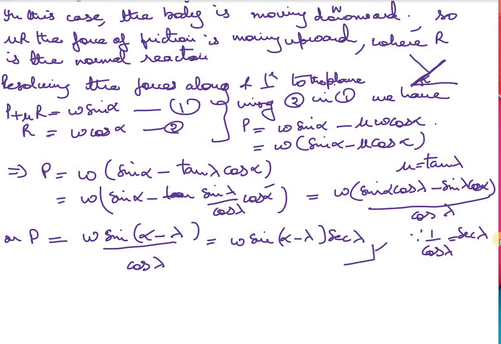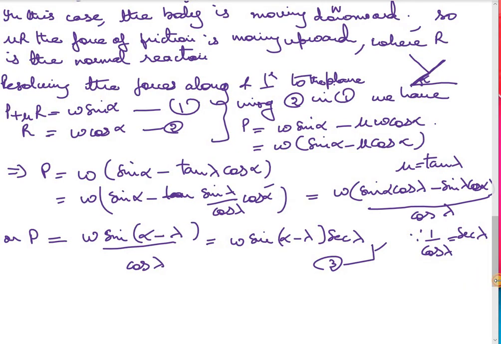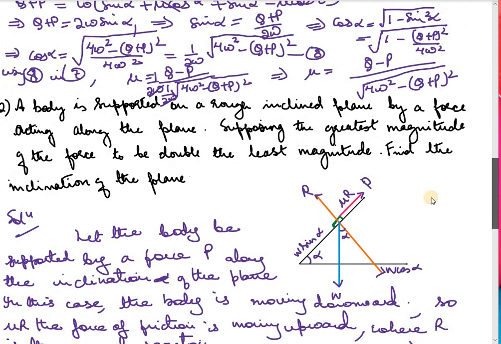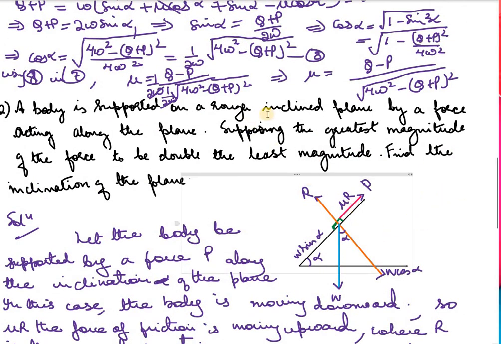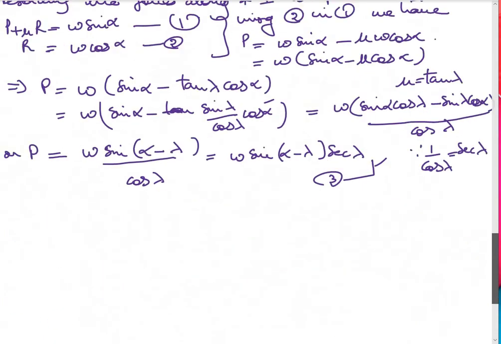So you name this as equation 3. So this gives you the least value of the force P. Now, according to the question, when the force P is doubled, the body is in the position of moving upward. So let us go back and see the question. Suppose the greatest magnitude of this force P is double, means twice of P, then the body will move up the inclined plane. So in that case, the force of friction will act downward.